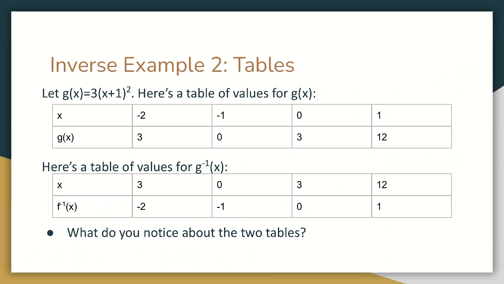Here we go. All right. So here's another one. Again, we have our original function g of x is equal to 3 times the quantity x plus 1 squared. Oh, what kind of a function is that going to be?